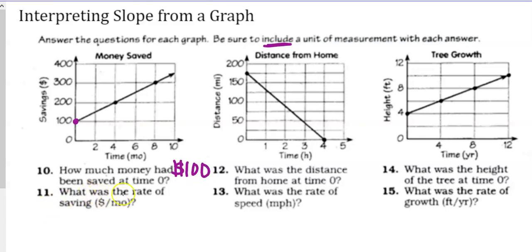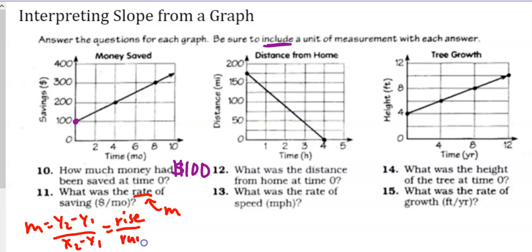So 11 says, what was the rate? So when you see that word rate, hopefully you're thinking slope. Okay. So what was the rate of savings? So money per month. Okay. Couple different ways to kind of think about this. We can actually do our slope formula, which is, again, subtract your y's over your x's. So we can literally pick a couple ordered pairs. There's 3 of them here. Plug that in. You can also literally look at your graphs and think about rise over run, which is the method I'm going to go ahead and choose to do.